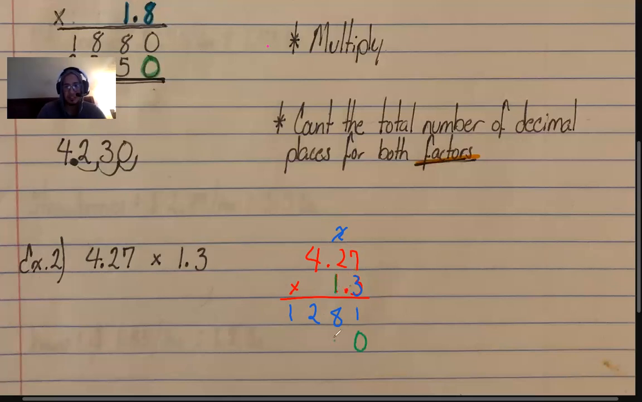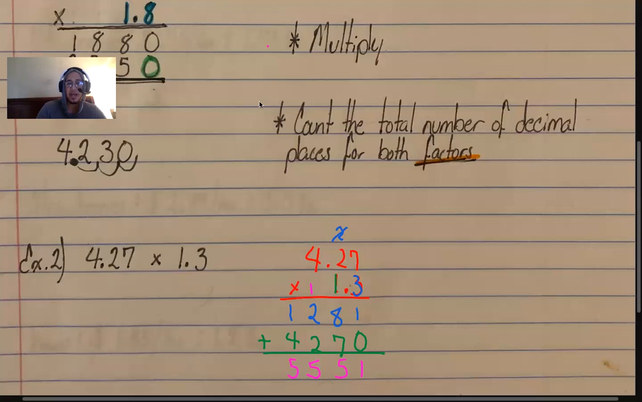So 1 times 7 is 7. 1 times 2 is 2. 1 times 4 is 4. Now that I have all the numbers, I can add them together. And my answer is going to be, well, not final answer, but it's going to be 1, 15. That's 5 and 5. So I have 5, 5, 5, 1.